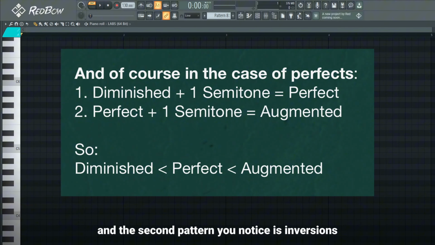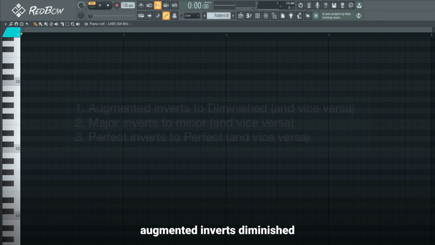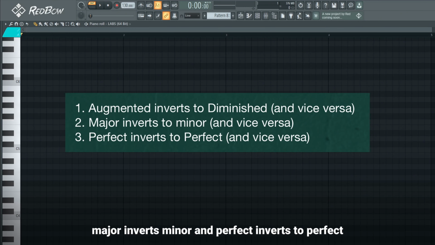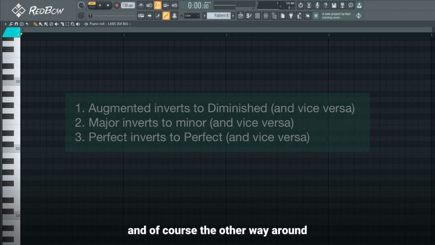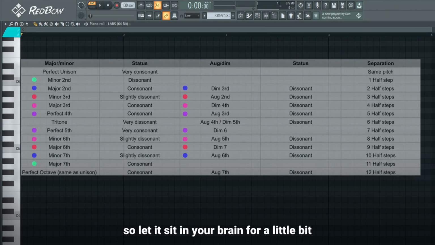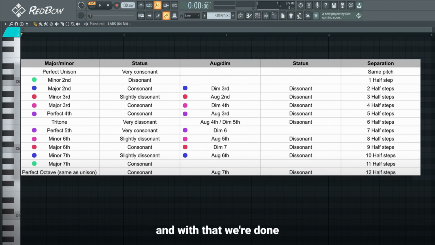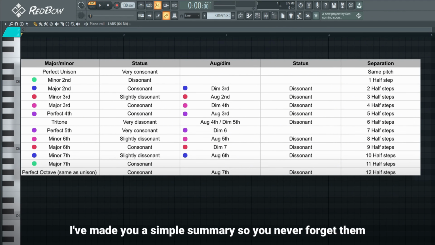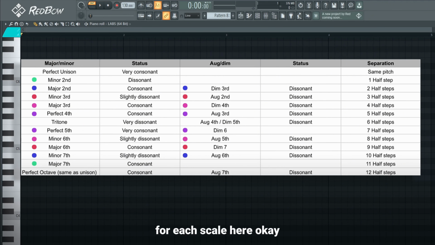And the second pattern you notice is inversions. Augmented inverts to diminished, major inverts to minor, and perfect inverts to perfect. And of course the other way around. This is a little confusing, so let it sit in your brain for a little bit. And with that, we're done. Those are all the types of intervals you need to know. I've made you a simple summary so you never forget them for each scale here.